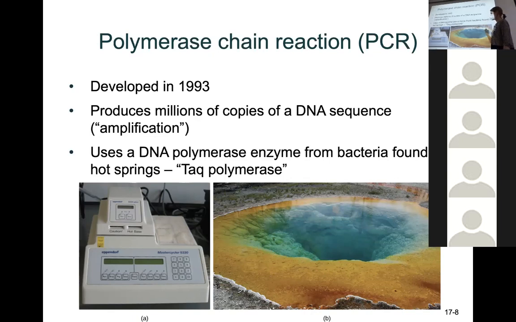a bacteria that's found in hot springs, like the cool looking hot springs that you see out in Yellowstone. That's where these bacteria that have this enzyme are found. They use this because they actually do this at really high temperatures in a PCR machine. So they need something that can handle really high temperatures, and Taq polymerase can handle those really high temperatures.